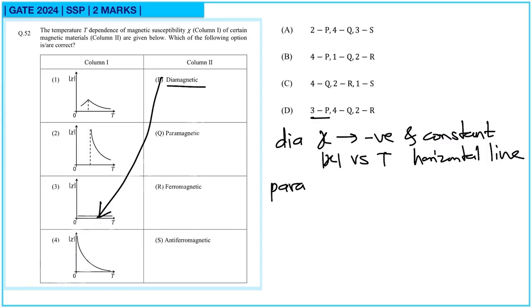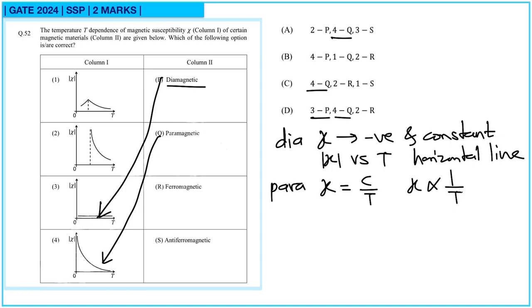Then for paramagnetic material, Chi is equal to C by T. That means Chi is inversely proportional to temperature, and it will be a rectangular hyperbola. So for this paramagnetic material, we will get this 4. So Q goes to 4. So 4Q is correct.